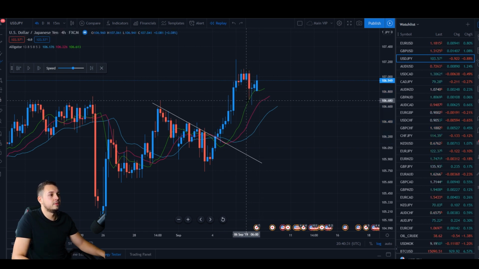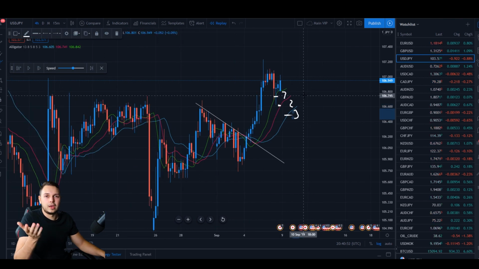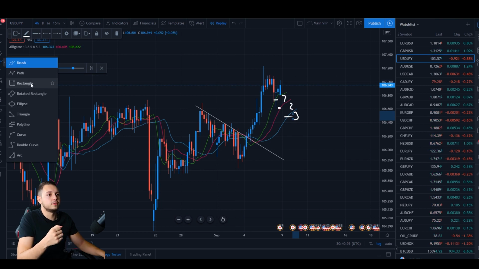Where is the area of sensitivity? These zones over here, right? The green one, purple one, and even the blue one over here. You can look at it this way. This is like your support 1, 2, and 3 level over here. Also, you need to have a look at support and resistance in general, horizontal areas of sensitivity.